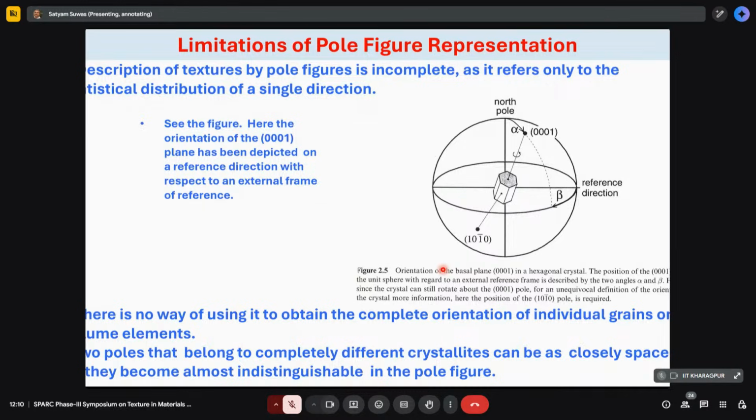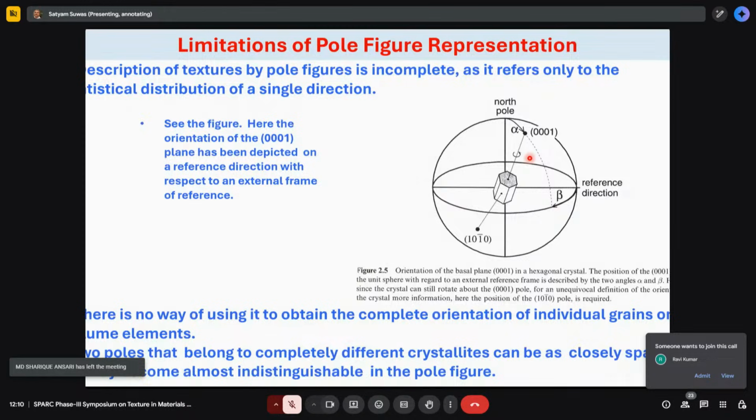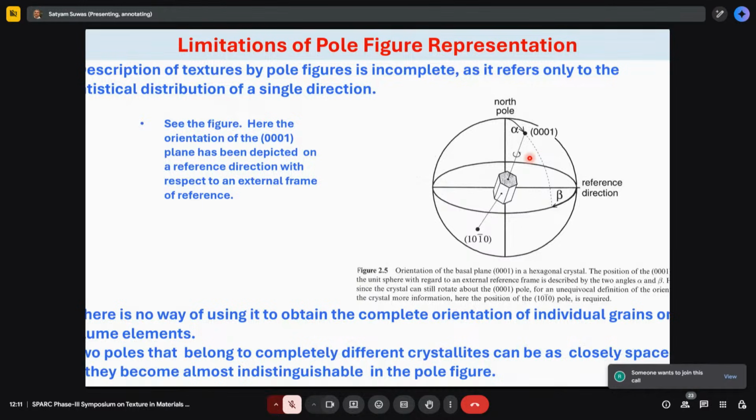But a more important reason is there is no uniqueness of any orientation. For example, in this case, you can see the hexagon is situated there. If you rotate it by any angle alpha, this is inclined at an angle alpha. But if you rotate it in this manner, it will not lead to any change in the pole figure. But the textures are changing, right? The relative directions will change. So this you cannot record in a pole figure so easily.